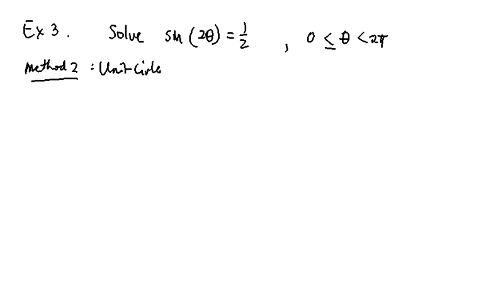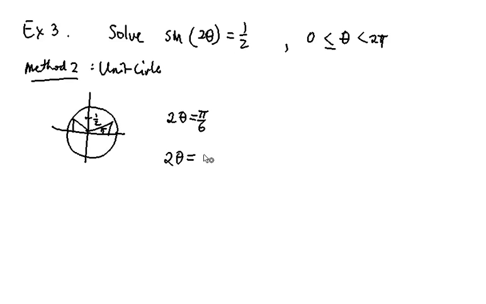All right. So what we're going to do is we're going to set this to theta. We're going to start off the same way. Since we're going to use our unit circle, we're going to be looking at where this angle is going to give me a sine value of 1/2. So we start off the same way. We still end up saying 2 theta must be equal to pi over 6, right? And 2 theta must be equal to 5 pi over 6.